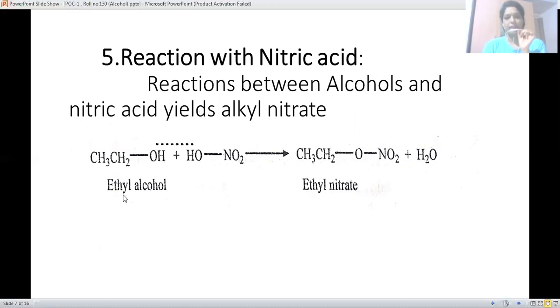Then the reaction with nitric acid. It is very simple. Ethyl alcohol reacts with nitric acid. The nitric acid, HNO3, splits into OH and NO2. In this way, with the release of hydrogen plus OH, one molecule of water is released, and here NO2 attaches. Ethyl nitrate is synthesized. It's a very simple way.